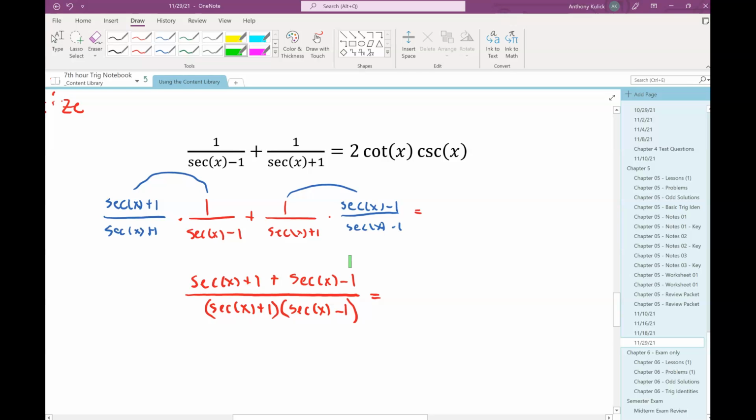But I see a potential bunch of things that I can do algebraically. Aren't there a bunch of like terms in that numerator? Yeah, we can add. Let's combine some like terms in the numerator, right? So secant x plus secant x is just 2 secant x. And 1 plus negative 1 is just 0, right? So we just have 2 secant x.